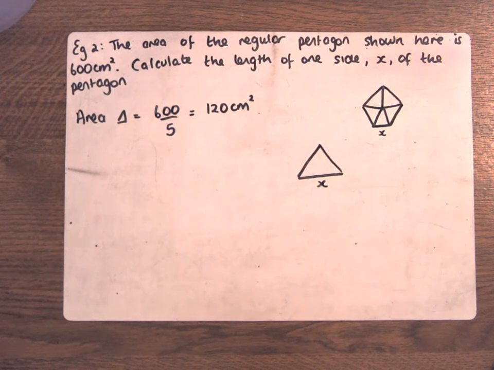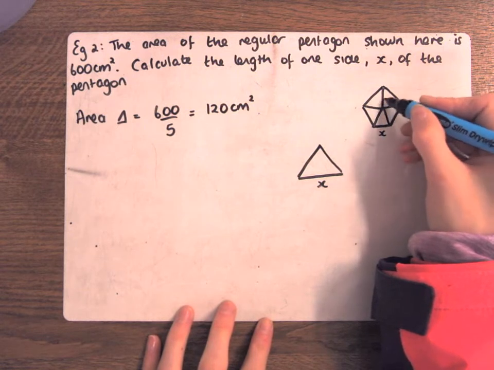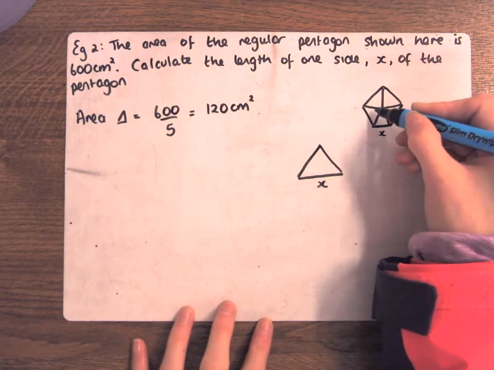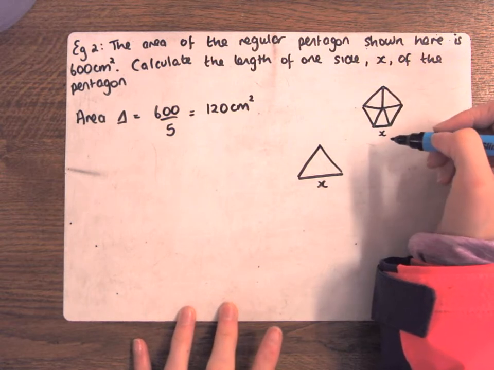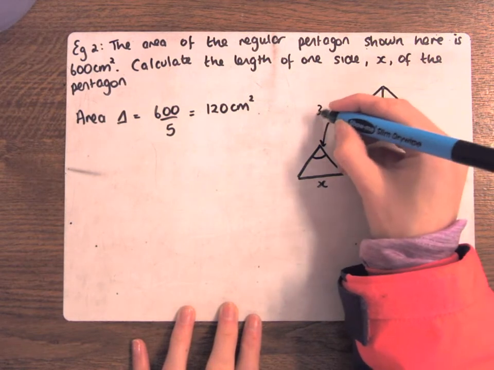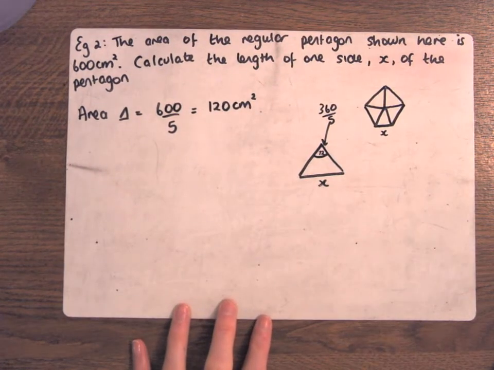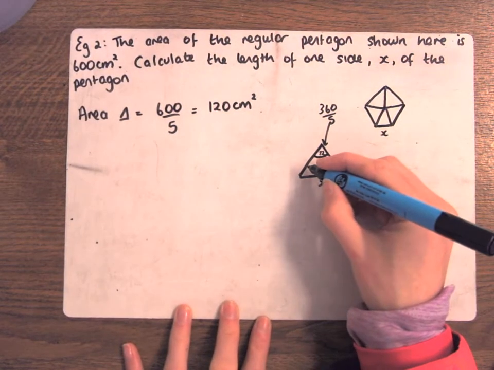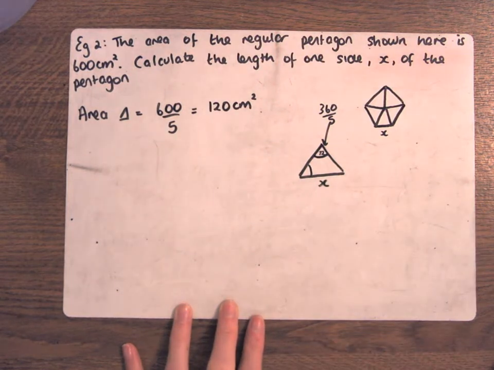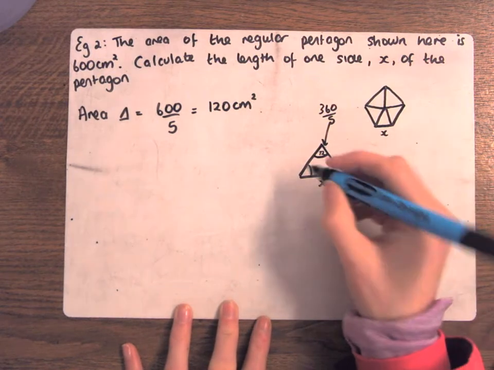Now, in our pentagon, we know that these angles all add up to what? 360. Okay? So one of them is what? This bit here, 360 divided by 5. Okay? So that's 72. And you can get this angle here by taking 72 from 180 and dividing your answer by 2. Yeah? So that's 54.